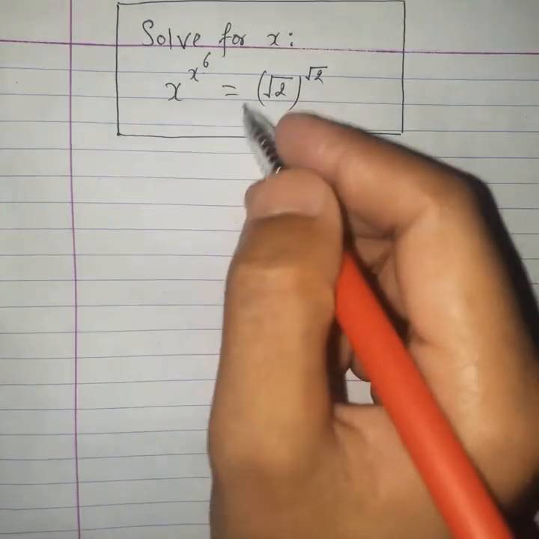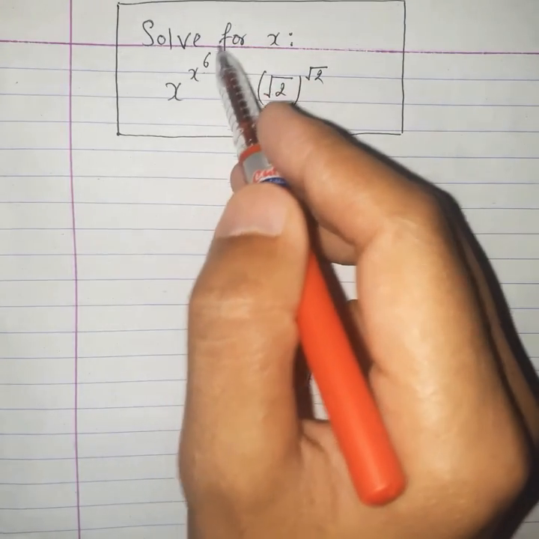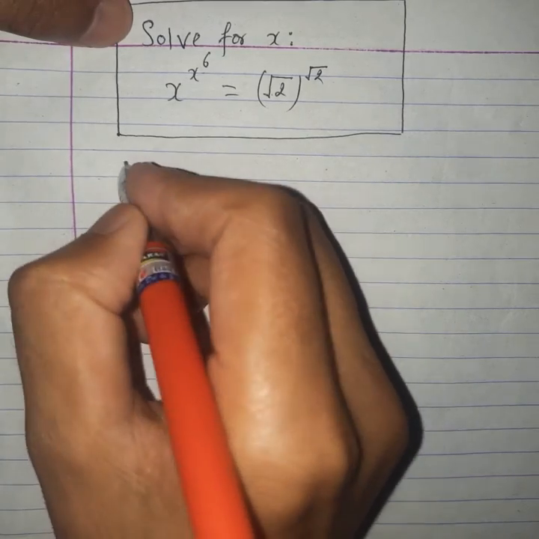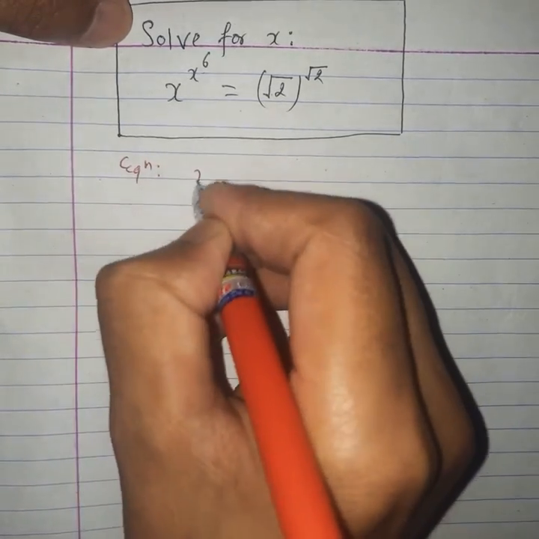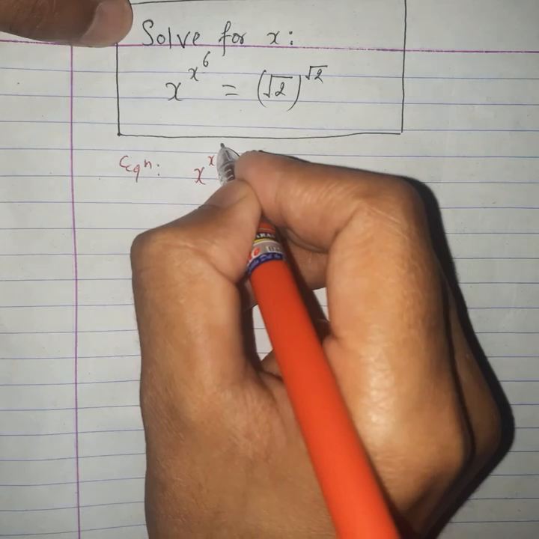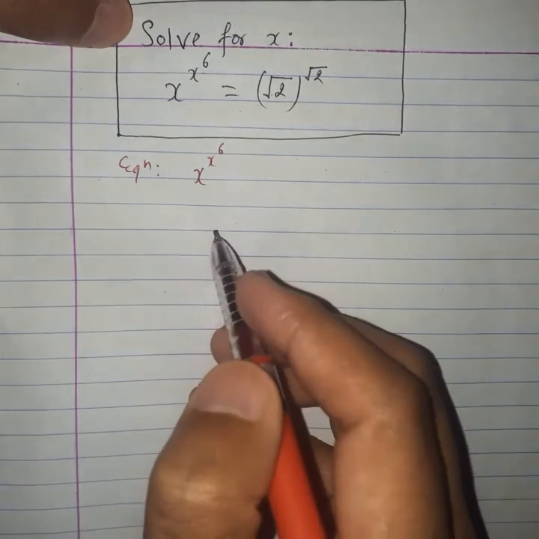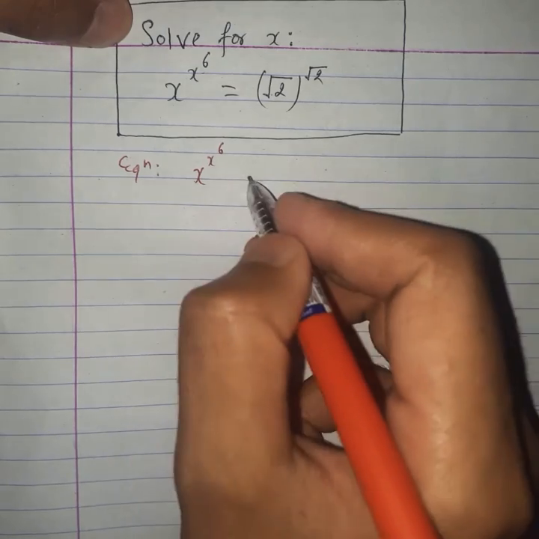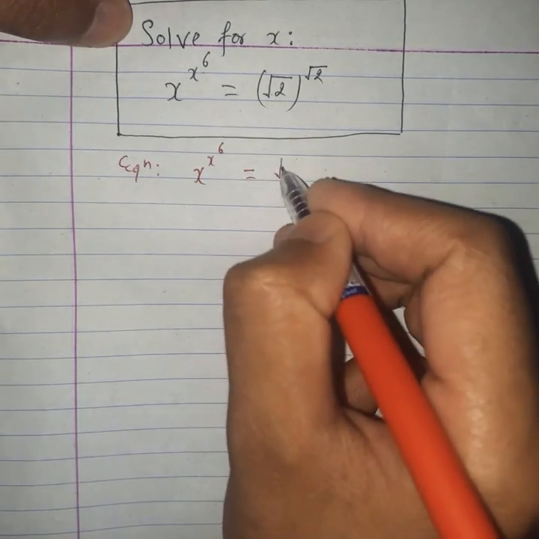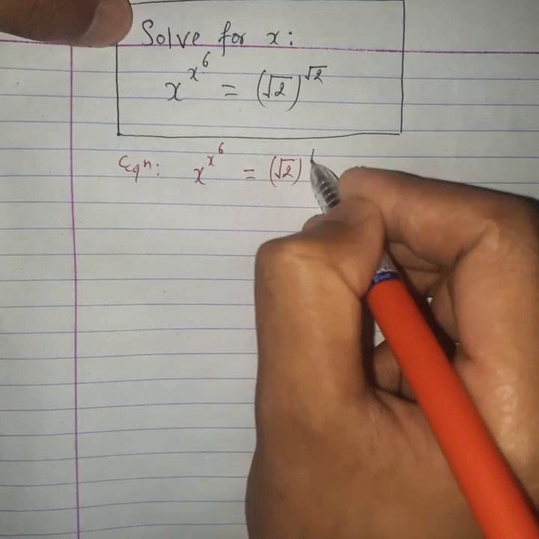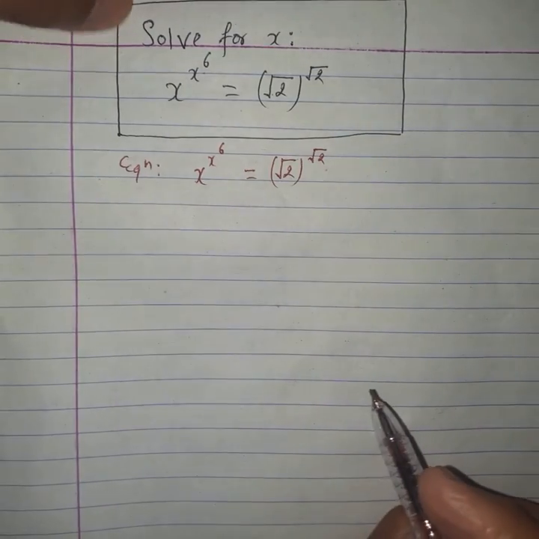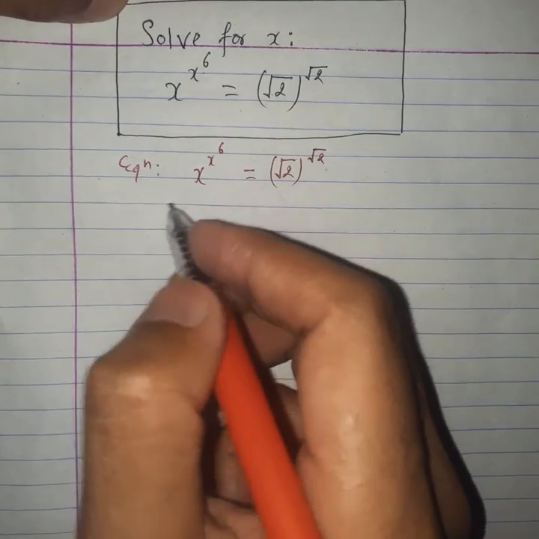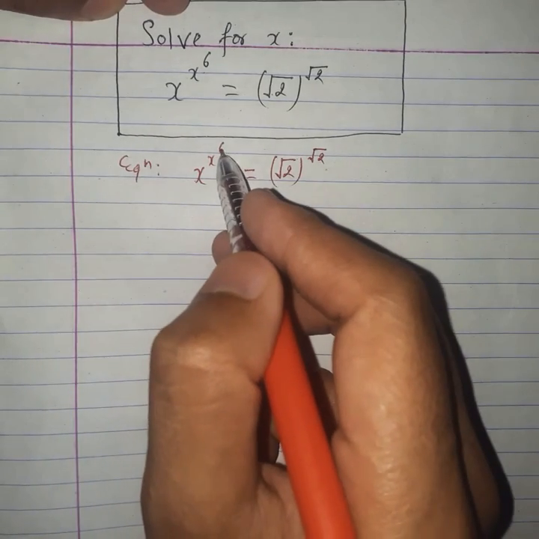Here an equation is given and we are going to solve for the variable x. Let me write the equation here. The given equation is x to the power of x to the power of 6. Here x is raised to the power of x to the power of 6. It equals the square root 2 raised to the power of square root 2. Here is the nested form on the right hand side.